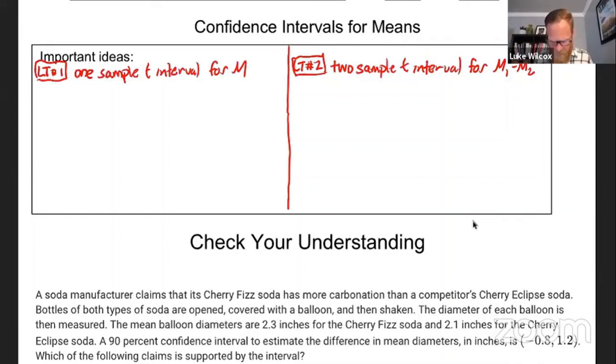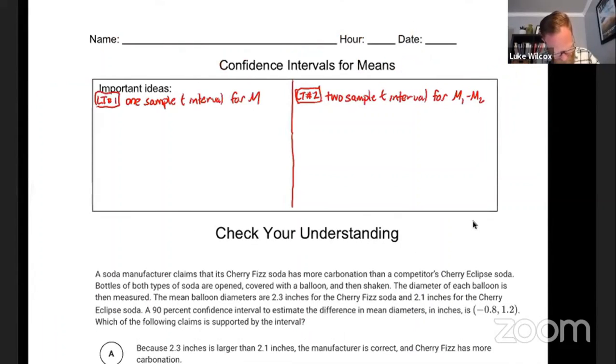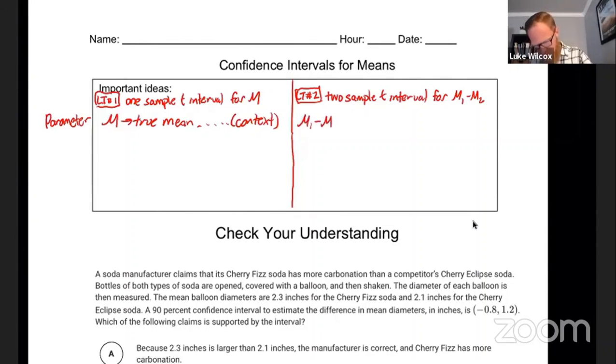Now, the way I'd like to organize this table, let's start by identifying the parameter for each one of these confidence intervals. For a 1 sample, it's just going to be 1 mean here, mu, which is going to be the true mean of something, like some sort of context. Whereas for the 2 sample, the parameter we're trying to estimate is mu1 minus mu2, which is the true difference of means, and then some sort of context.